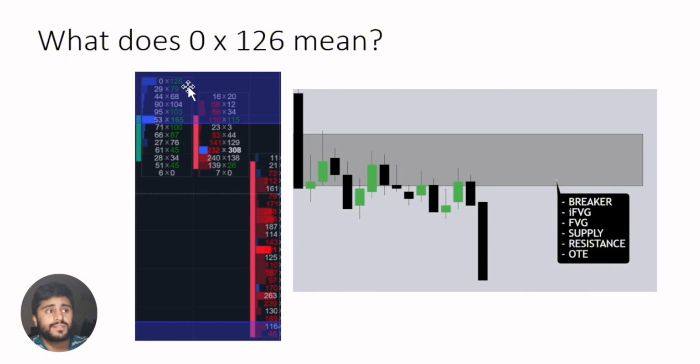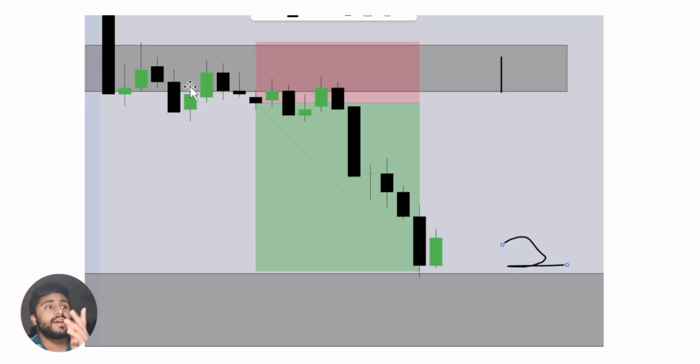Now the 0 for 126 is extra confirmation because a 0 means that there's no aggressive sellers. There's only aggressive buyers, which means passive sellers, sell limit orders resting over here. So all those aggressive buyers are absorbed by passive sellers. All the aggressive buyers were unsuccessful, and that's why the market went down. And that's why fair value gaps hold in the first place. And that's why this trade played out the way it did.